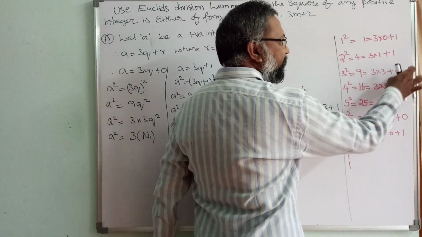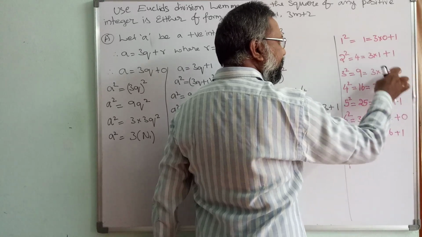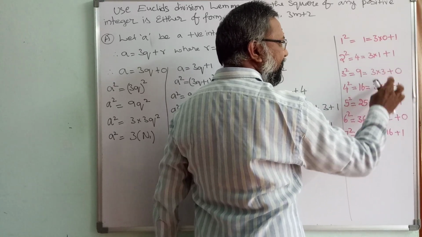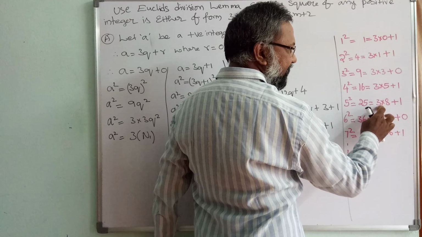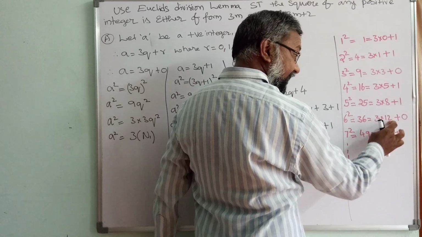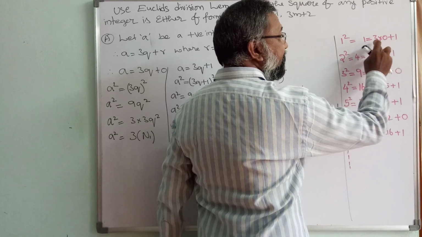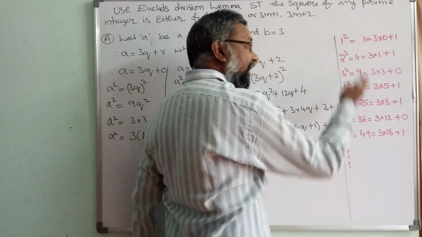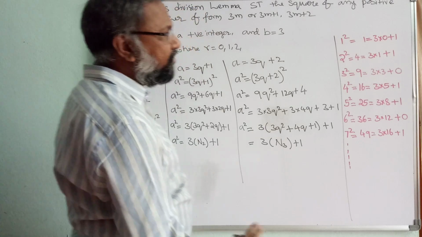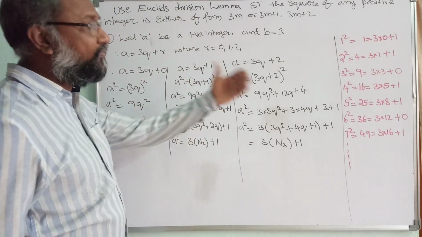If you take off the 0, this is 3n. This is 3n plus 1. This is 3n plus 1. This is 3n. This is 3n plus 1. Like that we can write. Any square can be written in that form.